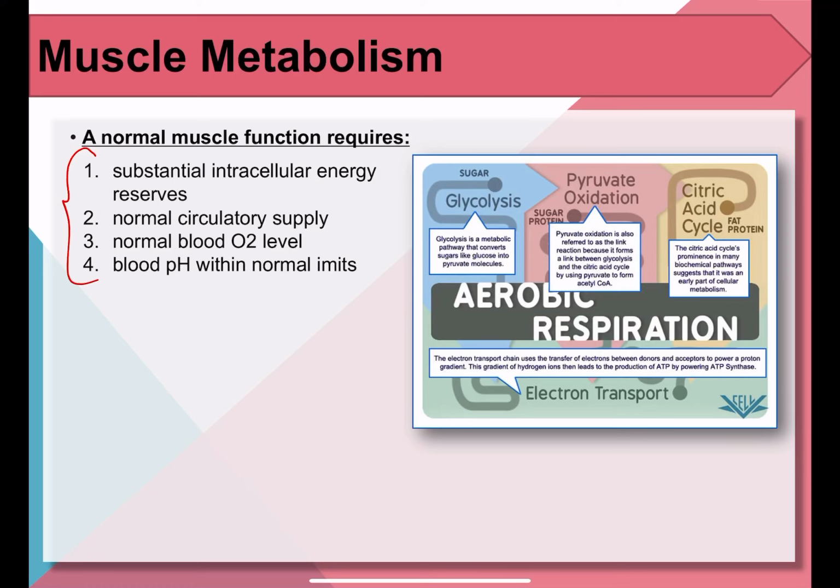Second, there has to be normal circulatory supply, meaning that you have to have enough blood flow to your muscle fibers, because you need oxygen to be constantly supplied to muscle fibers in order to use it for cellular respiration and turn the food you eat into energy and ATP to power those muscles. If you don't have enough oxygen, there is a backup plan, but we can't rely on that backup plan too long. I'll talk about lactic acid fermentation a little bit when we get to that part.